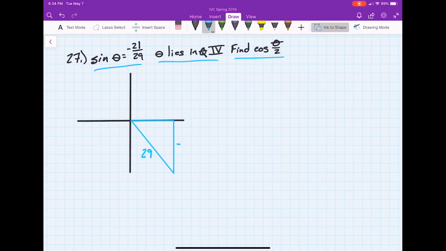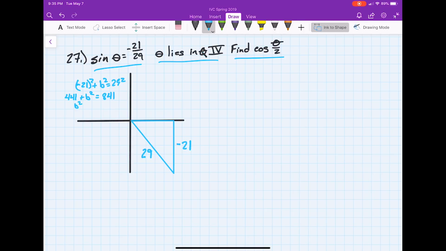And negative 21 goes right here because it's sine, opposite over hypotenuse. All right, so we're going to have to find out what cosine is. So Pythagorean theorem: negative 21 squared plus b squared equals 29 squared. And I'll quickly use a calculator because I don't want to do long math on this one. All right, so this is 441 plus b squared equals 841. Yep. That makes this part easy math.